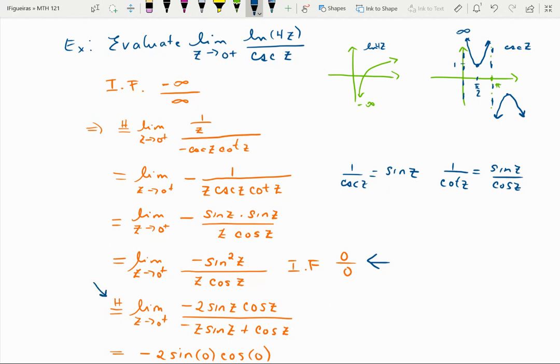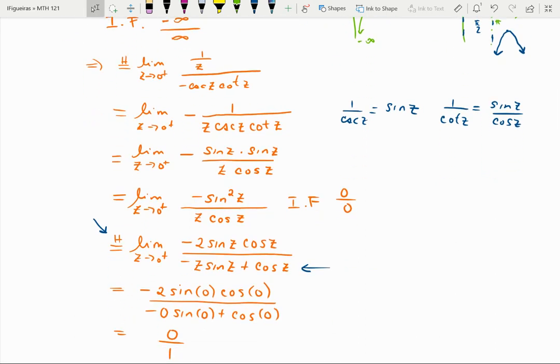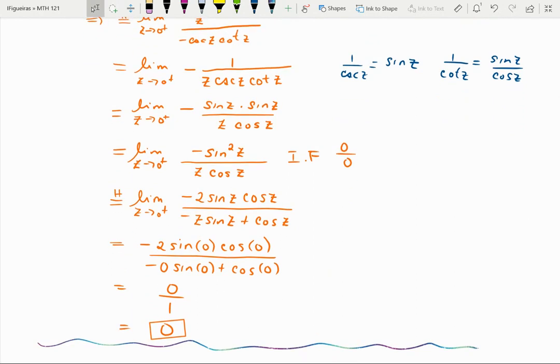So I have the limit as z approaches 0 from the right of negative 2 sine of z cosine of z. I applied the chain rule to the numerator, and in the denominator, I applied the product rule. This here is my product rule: f g prime plus g f prime. So that leaves us with negative z sine of z plus cosine of z. All right, so at this point, I am going to apply direct substitution. Direct substitution will no longer result in an undefined expression. So I have negative 2 sine of 0 cosine of 0 over negative 0 sine of 0 plus cosine of 0.